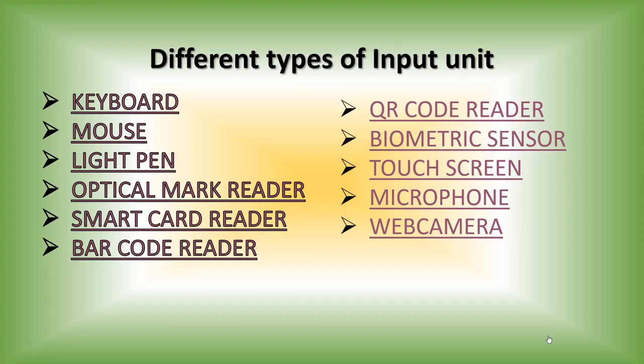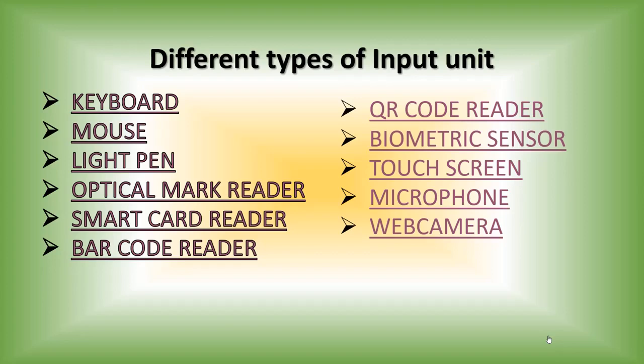Just recollect: keyboard and mouse are the commonly used input devices. Light pen is a pen-like device which is used to select an item from the monitor, or using this pen you can draw figures. Optical mark reader, see that, what is the example I gave you? This is an optical mark reader. The OMR sheet is used on the first page of your board exam, where you have bubbled your register number and your name. That type of paper can be read by using an OMR reader.